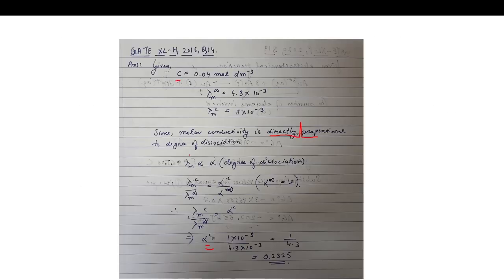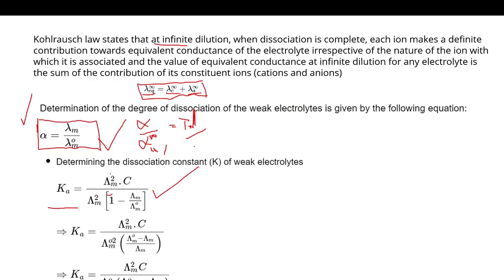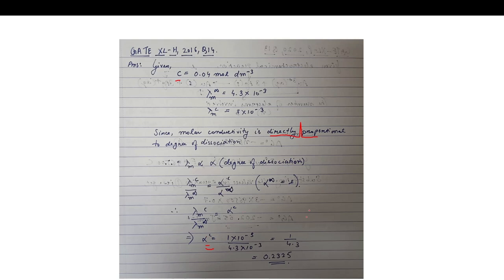The value will be 0.2325. Mind that there is nothing written here saying we need to round off the value. If it was written that we need to round off, then we would round that value, but since it is not written, the answer will be 0.2325 for this question.